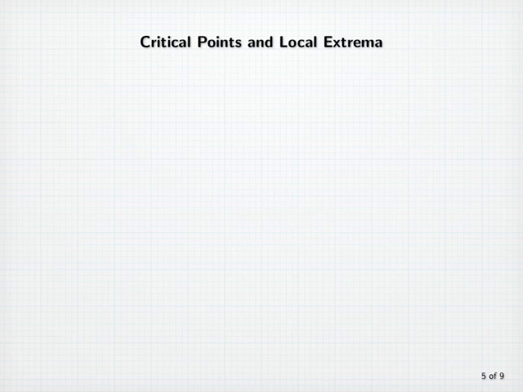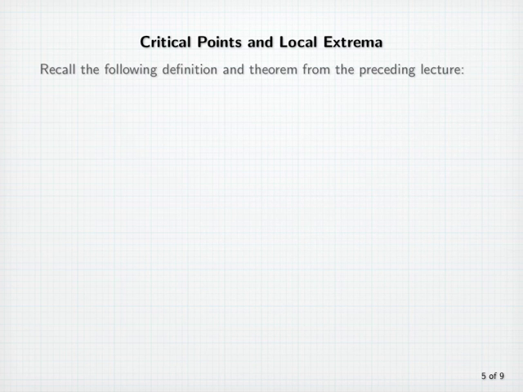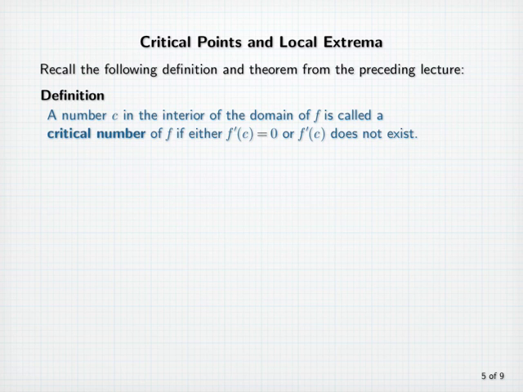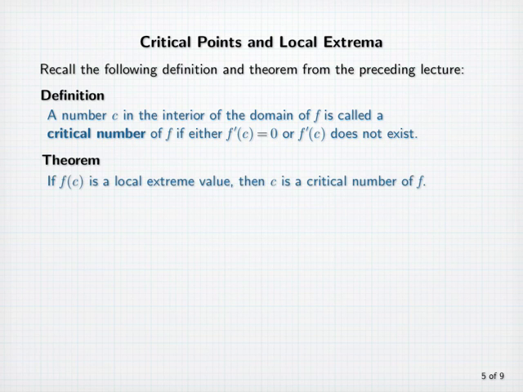Critical points and local extrema. Recall the following definition and theorem from a preceding lecture. A number c in the interior of the domain of f is called a critical number of f if either f prime of c equals 0 or f prime of c does not exist. If f of c is a local extreme value, then c is a critical number of f.